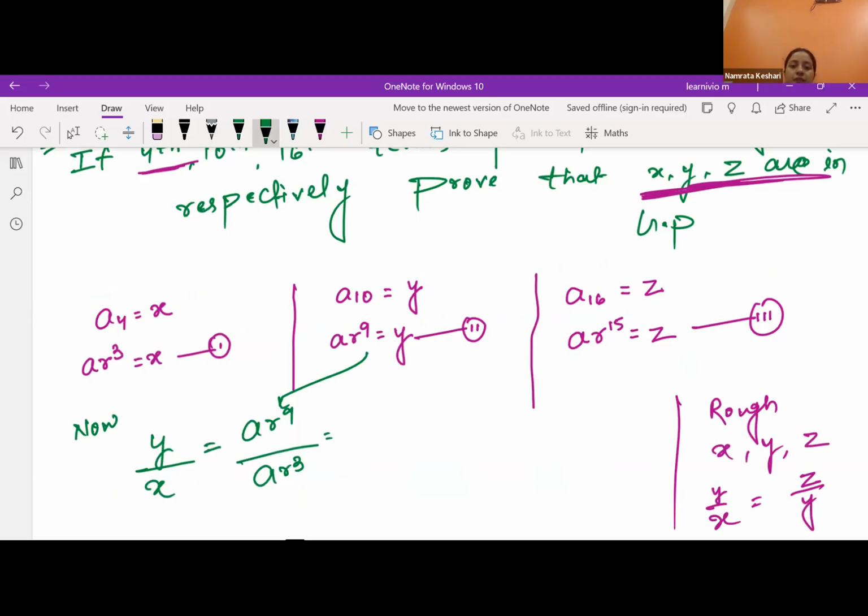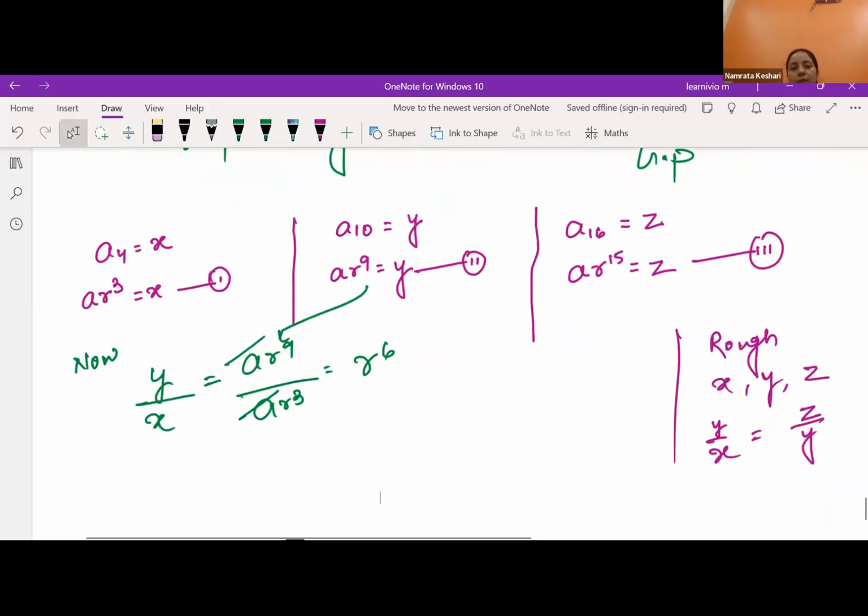No, ma'am. Okay. A gone. R to the power 9 by r to the power 3, 9 minus 3, 6. We are getting this one. So we will just keep it as it is. Now we are going to check the other one, that means z by y. Even though you are not getting a particular value, still we are fine. We are going to check z by y. So we'll take z as a r to the power 15 and y is a r to the power 9. A gone. 15 minus 9, r to the power 6.